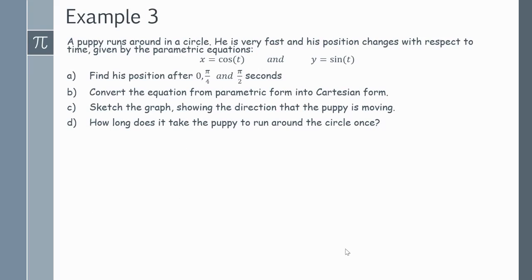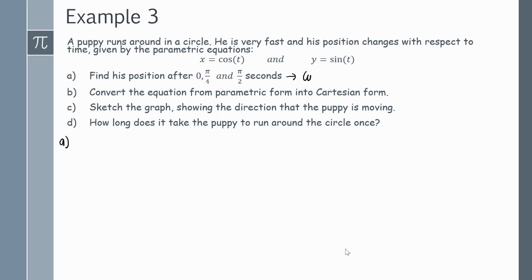There's one more type of example that's slightly more complicated, but the same principles still apply. So we have a puppy and it's running around in a circle. We've all seen them chase their tail. He's very fast and his position changes with respect to time, given by the parametric equations x equals cos t and y equals sin t.